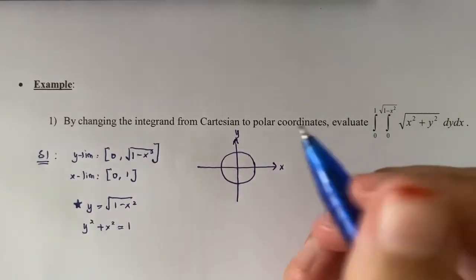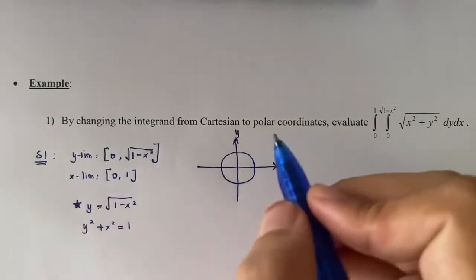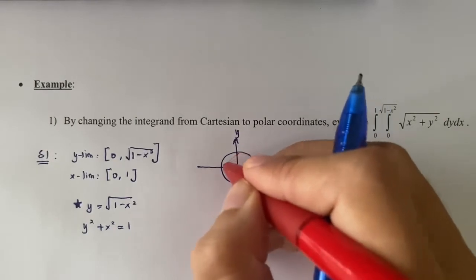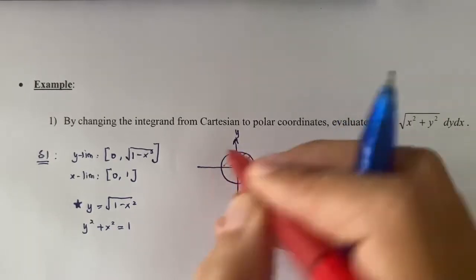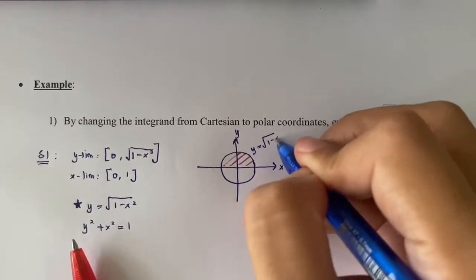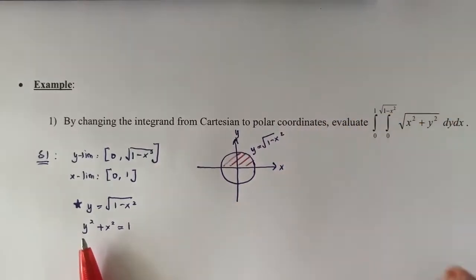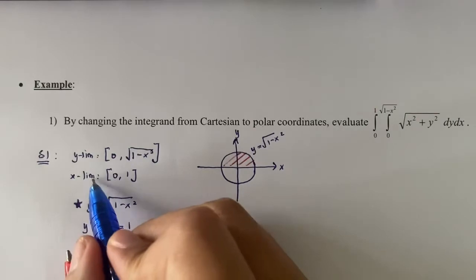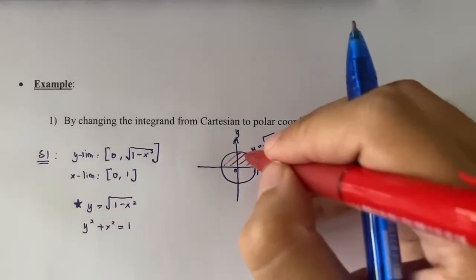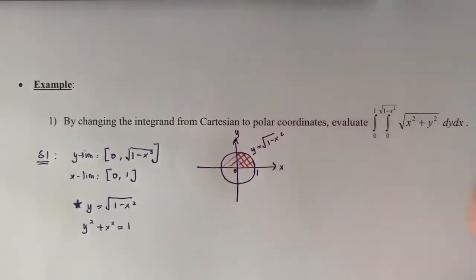So you have a circle with radius 1. The y limit is from 0 to y equal to square root of 1 minus x square. Then for the x limit, you have from 0 to 1. So our region is here, a quarter of your circle.